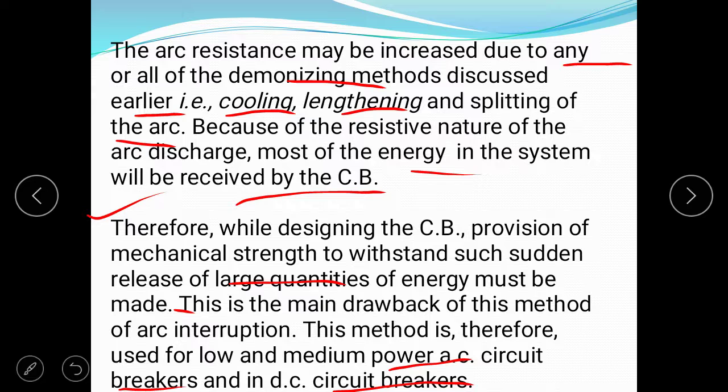Simply, in the high resistance method, there is a loss of energy, which is I square R loss, due to which there is heating between the contacts of the circuit breaker, which may damage the circuit breaker, due to which this method of arc interruption is used only for low and medium power AC circuit breakers and in DC circuit breakers.